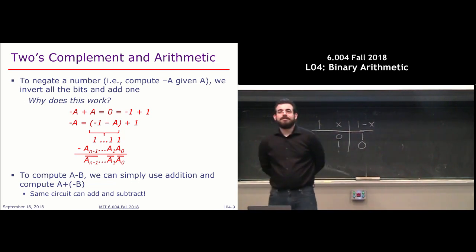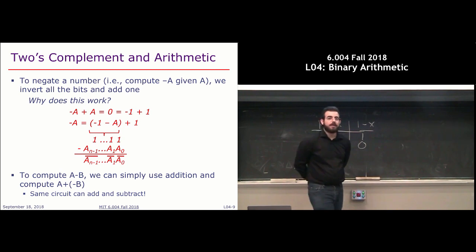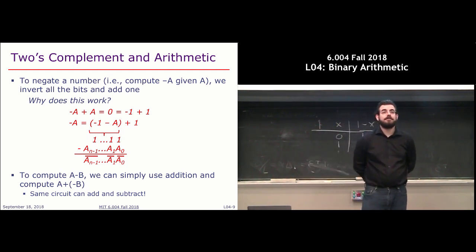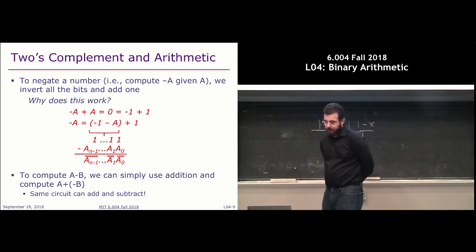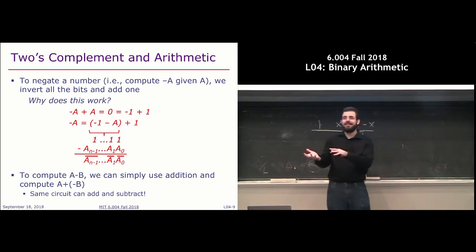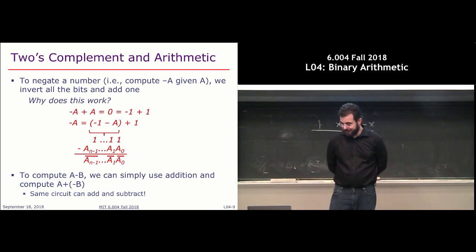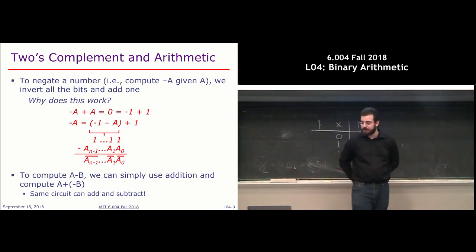OK, so the nice thing about this is that you can perform subtraction by just inverting the number and doing addition. And the good thing about this is that you don't need different circuits for addition and subtraction. If you want to do a minus b, you first compute minus b with this simple operation, and then you add a plus minus b.